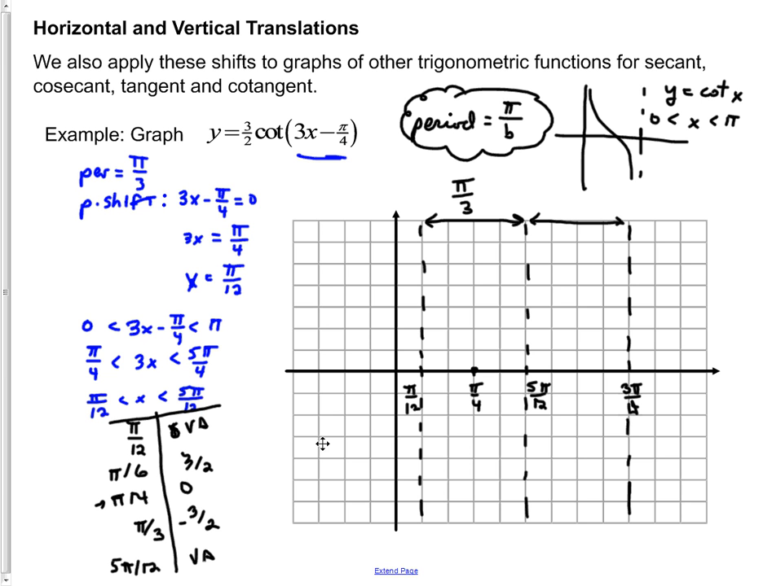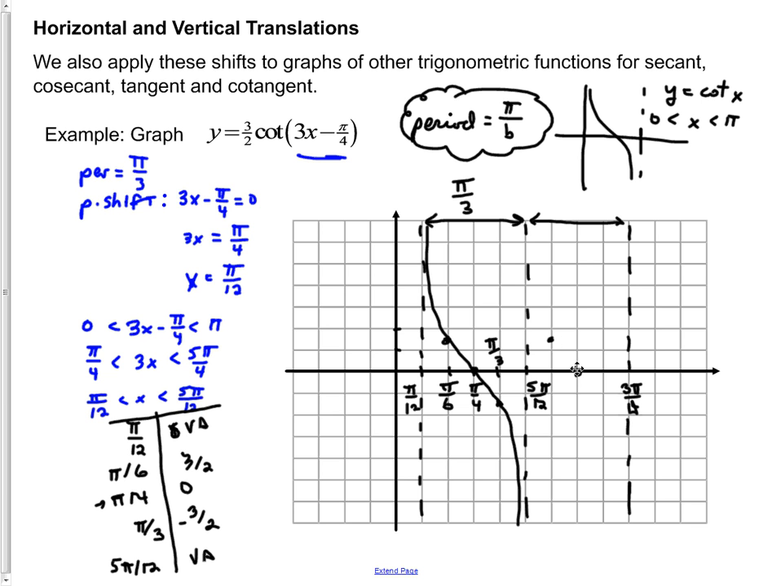So let's see if I'm marking off each of these as 1. 3/2 is right about here. Negative 3/2 will be right about here. And these are our quarter period points right here: pi over 6 at this point, and pi over 3 at this point. And so one cycle of my cotangent function shifted to the right looks like this. And we repeat that same pattern over and over again. At a quarter period, we're at 3/2.